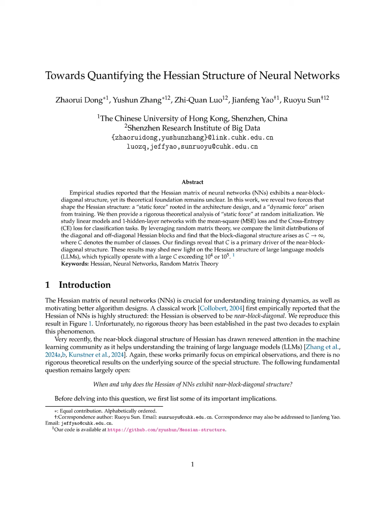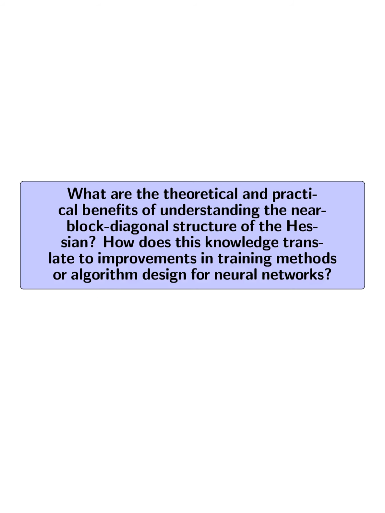What are the theoretical and practical benefits of understanding the near block diagonal structure of the Hessian? How does this knowledge translate to improvements in training methods or algorithm design for neural networks?